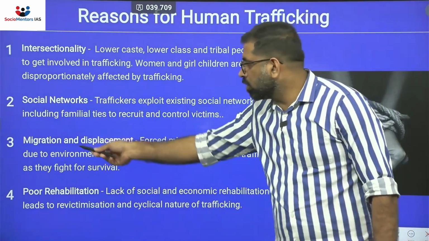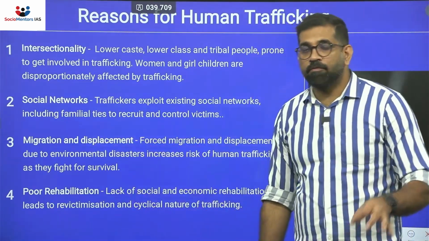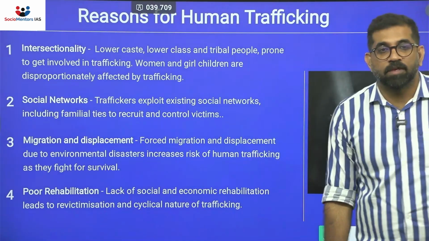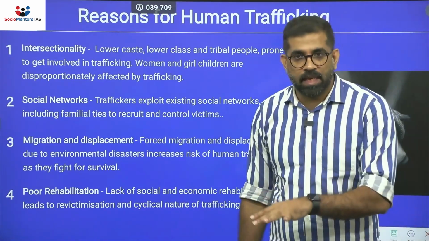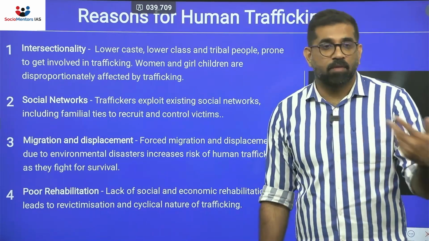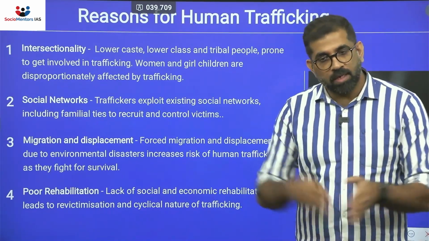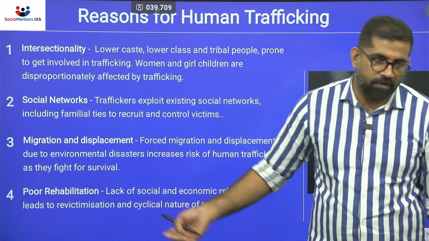And displacement. See, displacement is also important because the risk of human trafficking is high among the displaced population, especially those affected by disasters or those affected by any developmental projects. Such people who get displaced are also prone to trafficking.